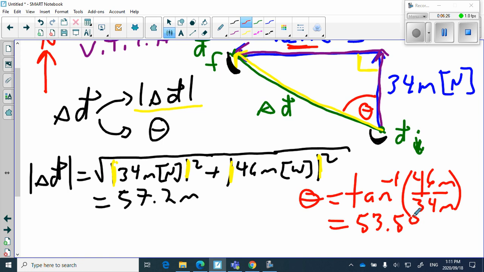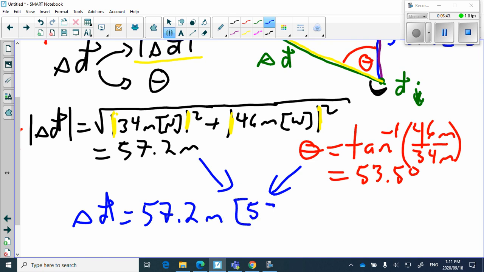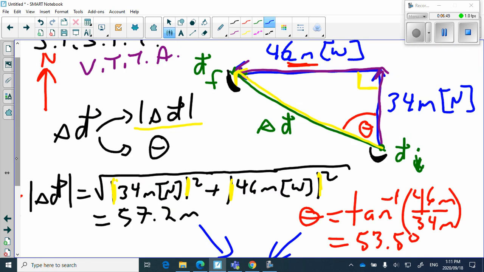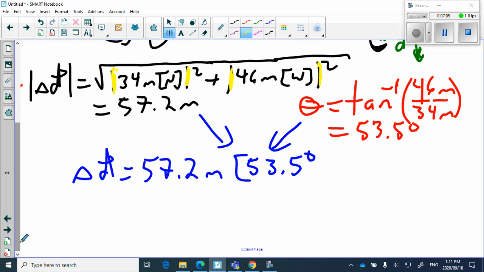Okay? Now I can combine these two things and come up with the complete vector and say the displacement is 57.2 meters, 53.5 degrees. Now I got to think about this. Here's the angle theta. I know that this is north. Straight up and down here is north, but it's been shifted to the west by a certain amount. It's been shifted towards the west by 53.5 degrees. So I say 53.5 degrees west of north. And now I have my displacement.